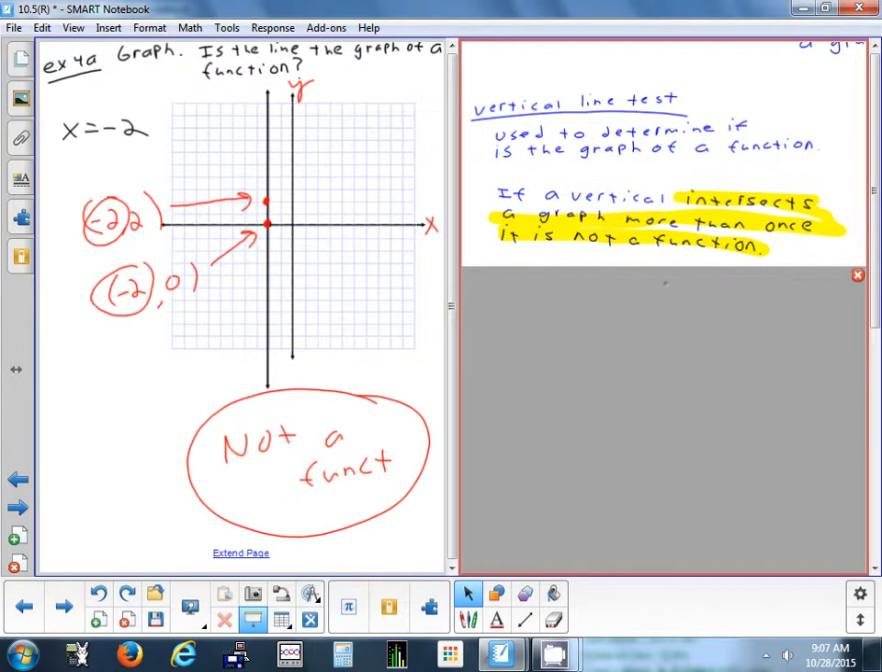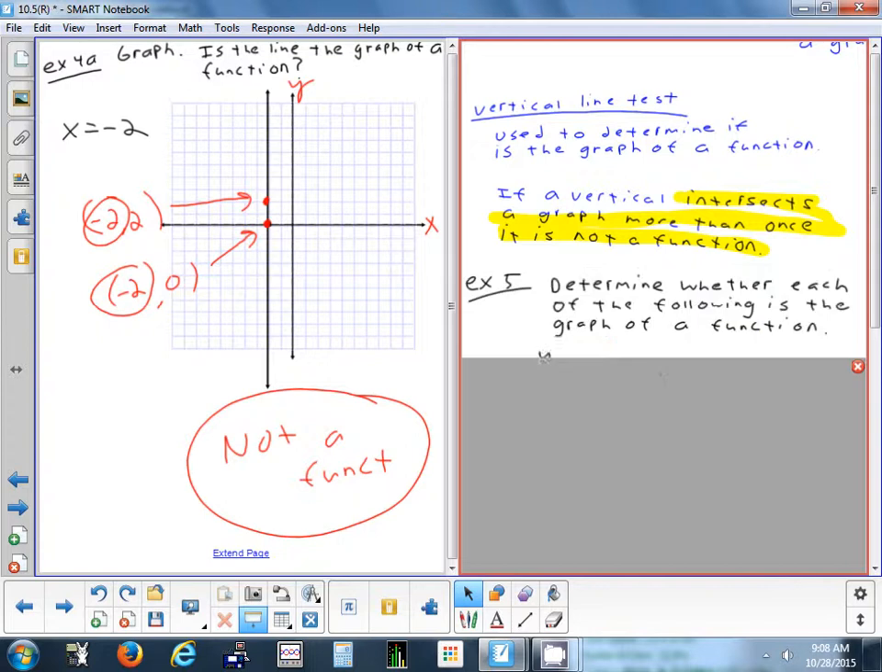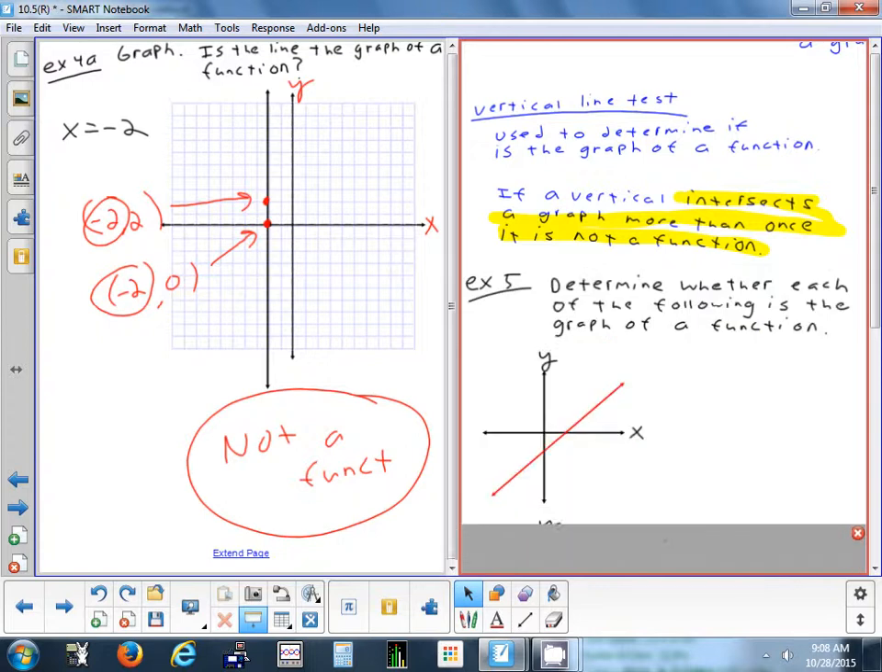So, what you do is you look at your picture, and if you can draw a vertical line and it hits your picture more than once, your picture is not a function. All right? So that's the part that you're going to be writing down that's highlighted. If I give you a picture on the test, and you can draw a vertical line anywhere you want, and it hits your graph more than once, it is not a function.